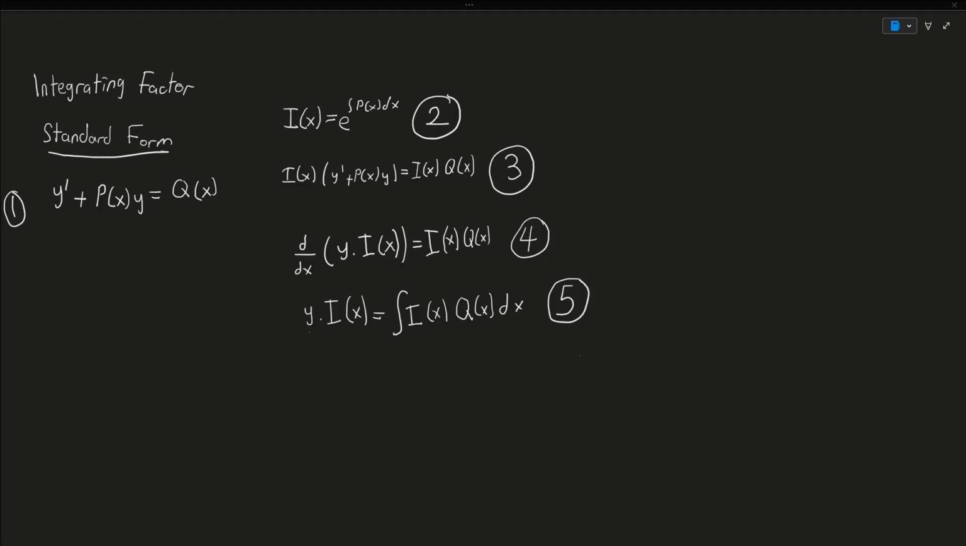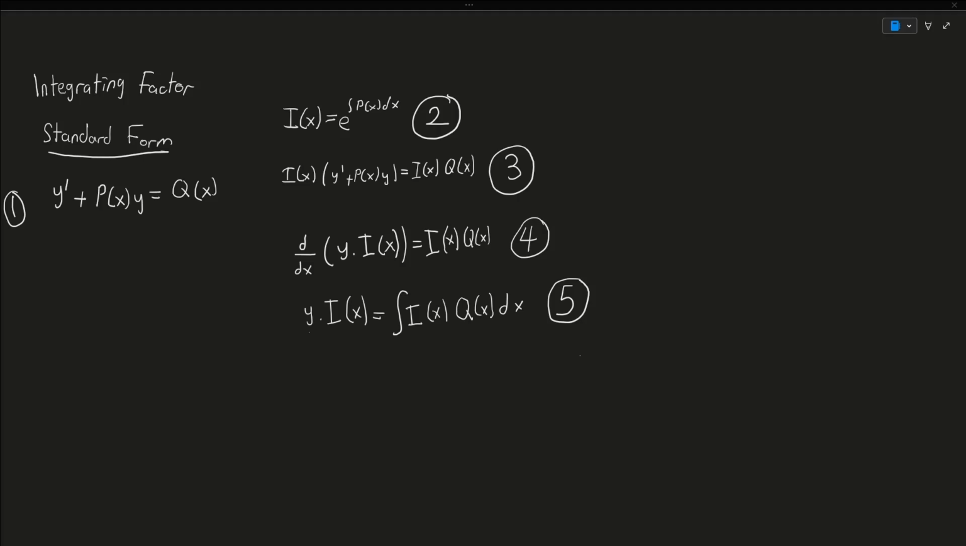The first step was to put the equation in standard form, where we had 1 as the coefficient of y prime, a p of x function in front of y, and a q of x function. Using the integrating factor method, the integrating factor is e to the power of the integral of p of x dx. Then we multiply the integrating factor with both sides of the equation, and we end up with the product of y times I of x in the derivative parentheses.